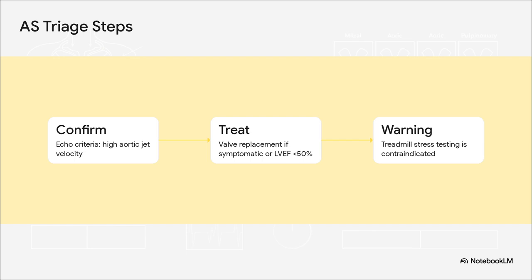Step 1. Confirm the severity with echo criteria. Step 2. Once severe AS actually causes symptoms, or if the ejection fraction falls under 50%, you replace the valve. But Step 3 is a critical safety rule you literally cannot miss on test day. Strictly avoid treadmill stress testing in severe AS patients. It is an absolute contraindication, no exceptions.